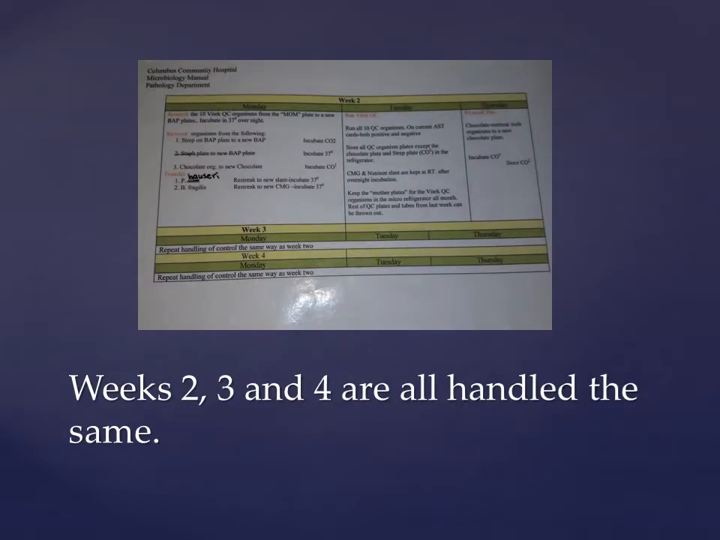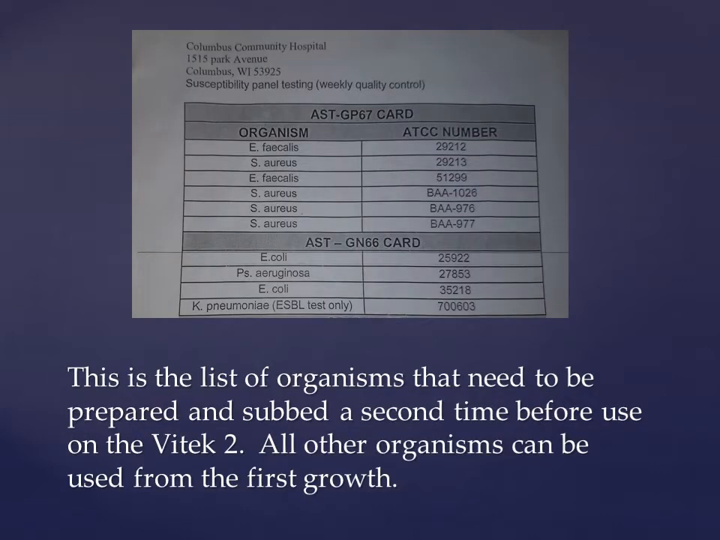QC. This is side 2 of the chart, which explains what we do for the following weeks 2, 3, and 4. This is a list of the organisms that are needed for the AST cards, which are QC'd weekly.